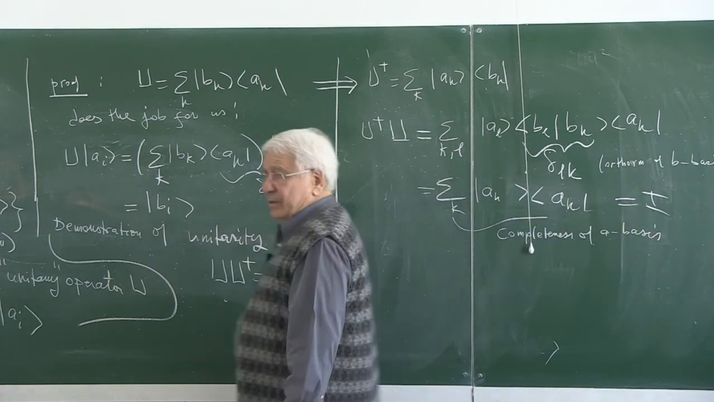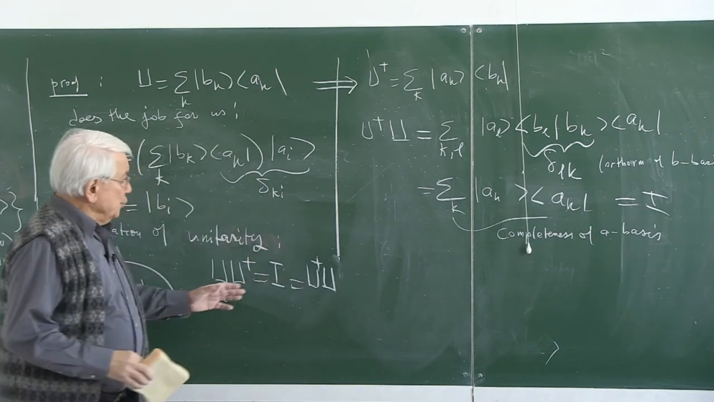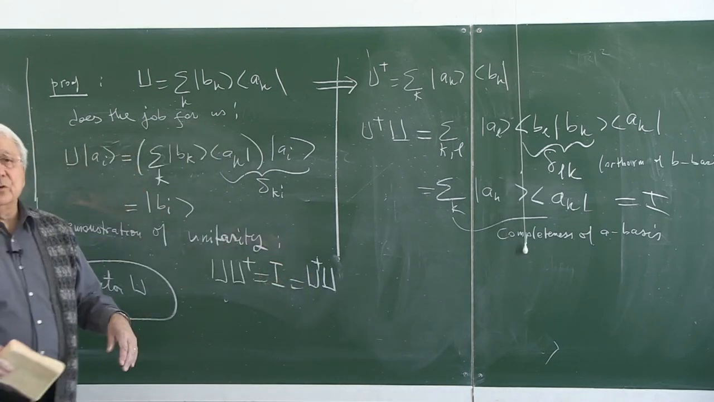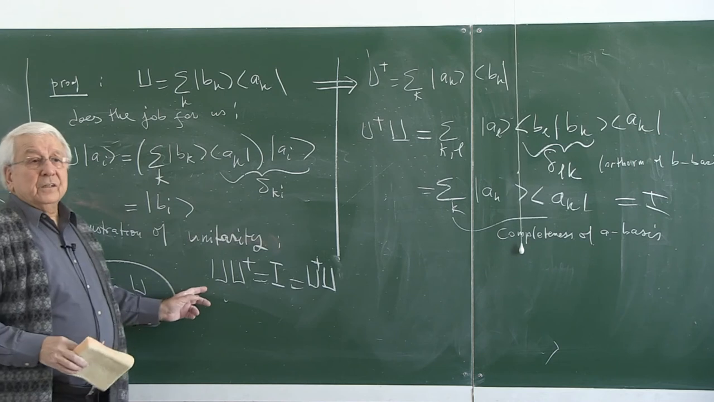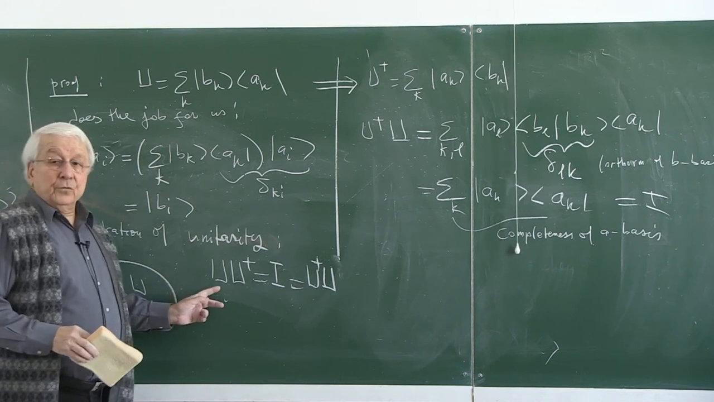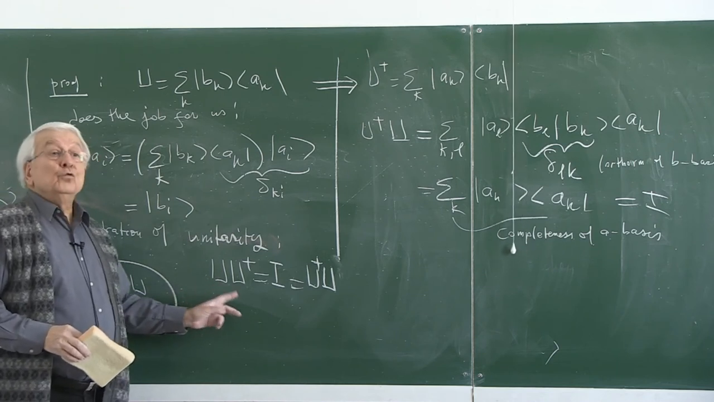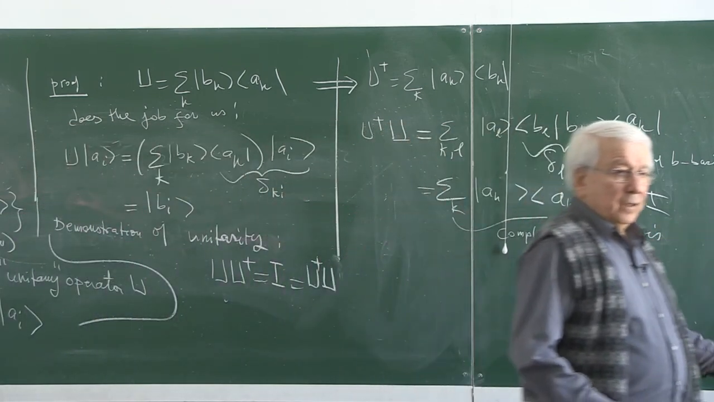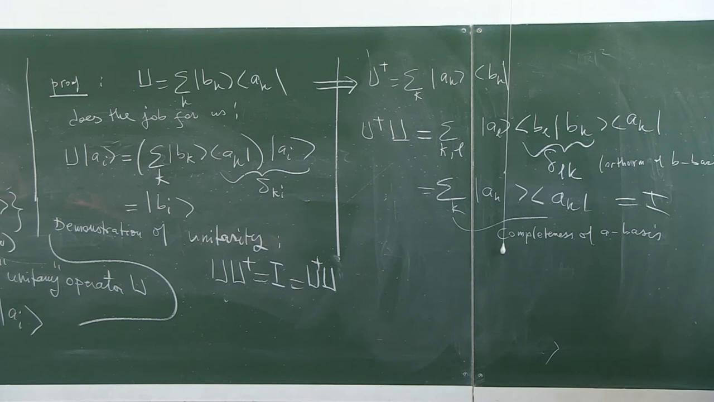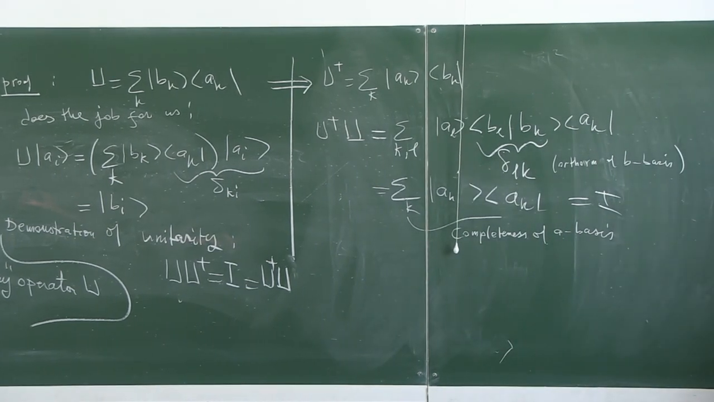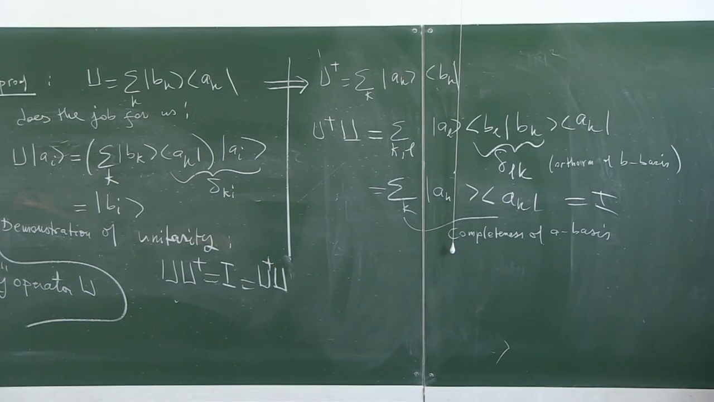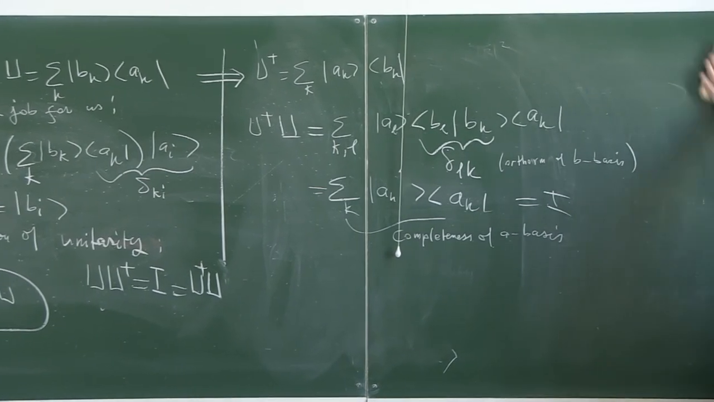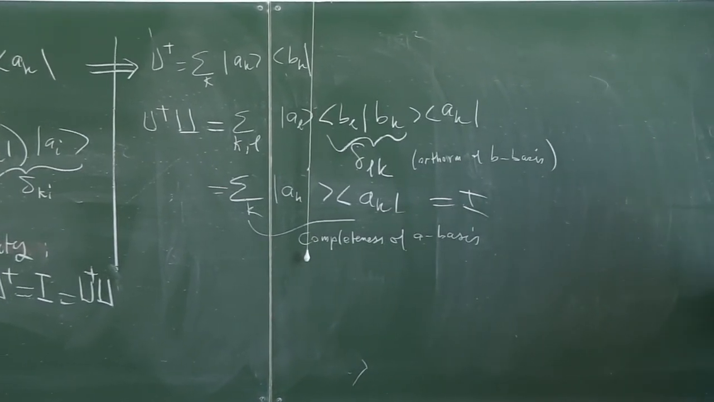So the theorem is done. In the U U dagger order, I assign you the private homework of demonstrating that it is the same if you use the other order. It should be again using orthonormality and the completeness of one basis and the other. Then you really demonstrate that this U forms a unitary matrix. Very nice and very simple indeed.